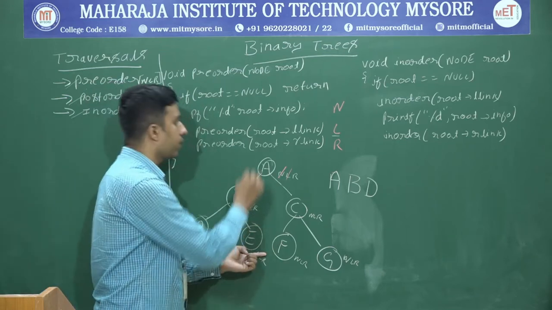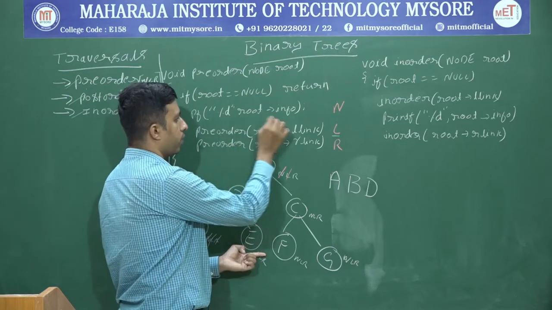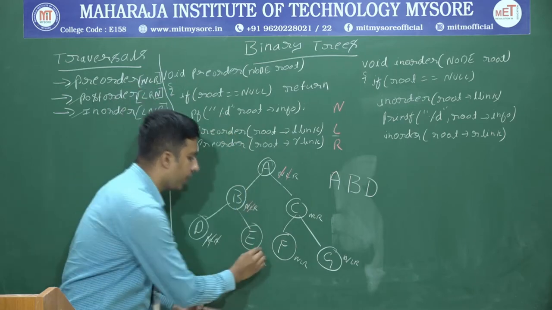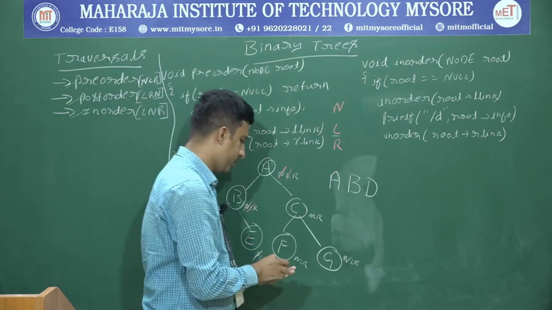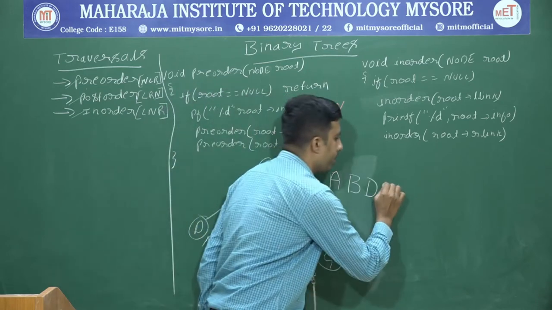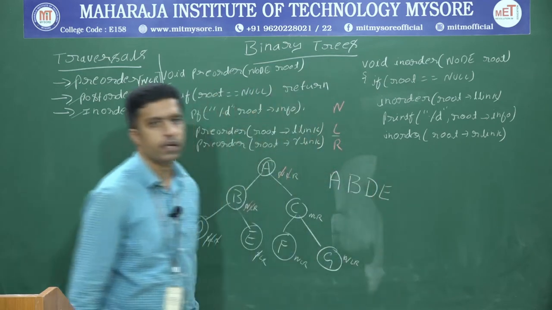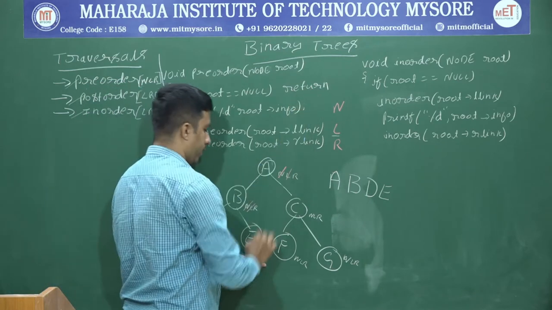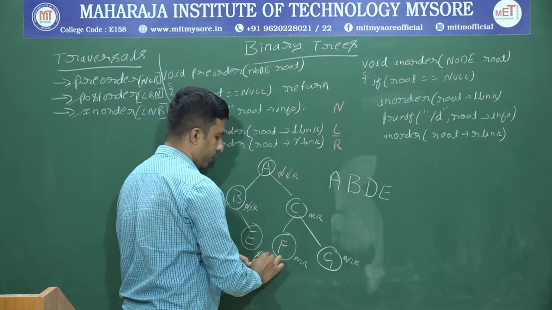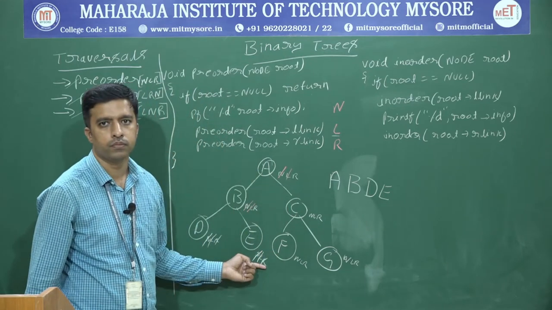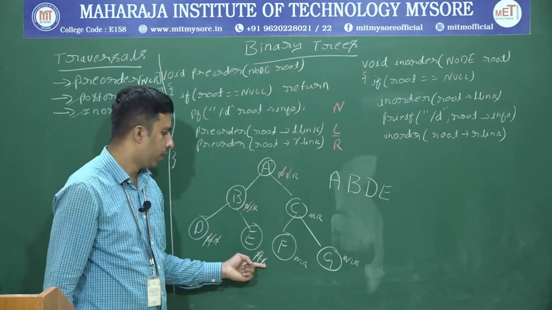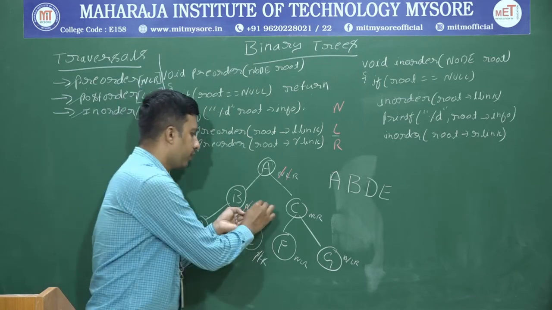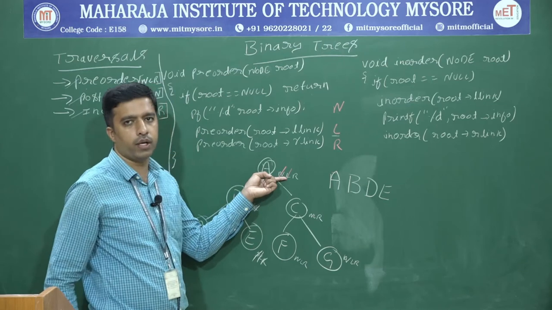When the E function calls, E is the node here. When the control is here, it encounters the node and prints the E value. Once again, it has a left, null, so return. It has a right, null, so return. I hope it is an easy procedure. Now this recursion function winds out, this function also winds out, and it goes back to here.